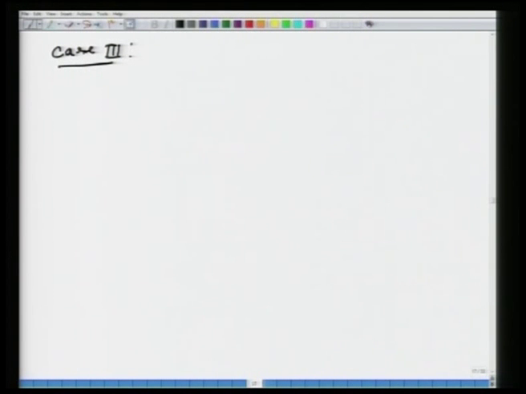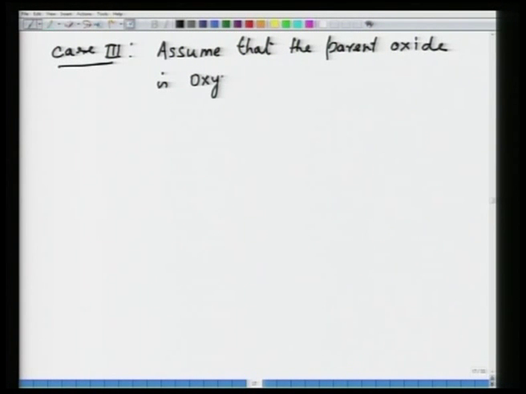suppose the parent oxide was oxygen deficient to begin with. So, here assume that the parent oxide is oxygen deficient. It already had oxygen deficiency. So, then what? Now, you have A2O3 going into the MO lattice, plus you had VOs present there. Now, what is going to happen to these VOs?